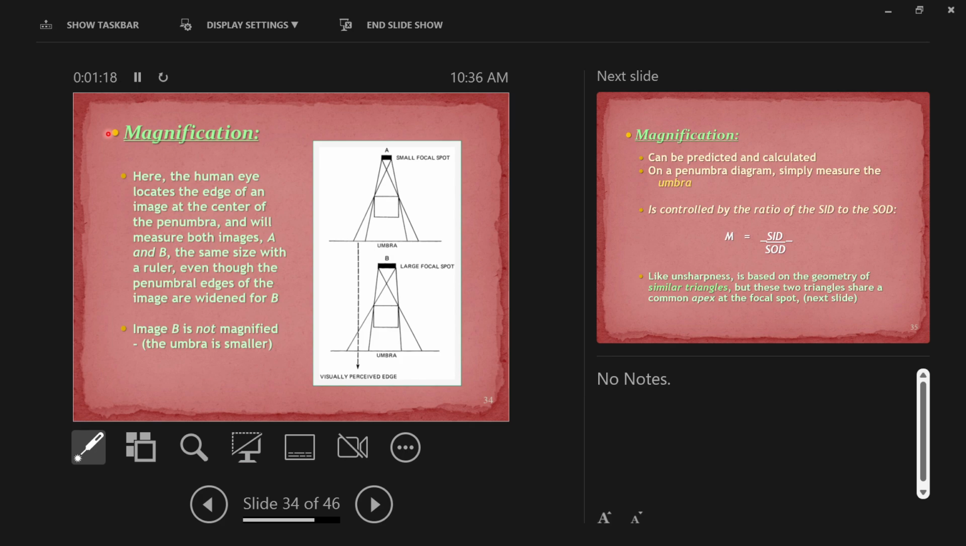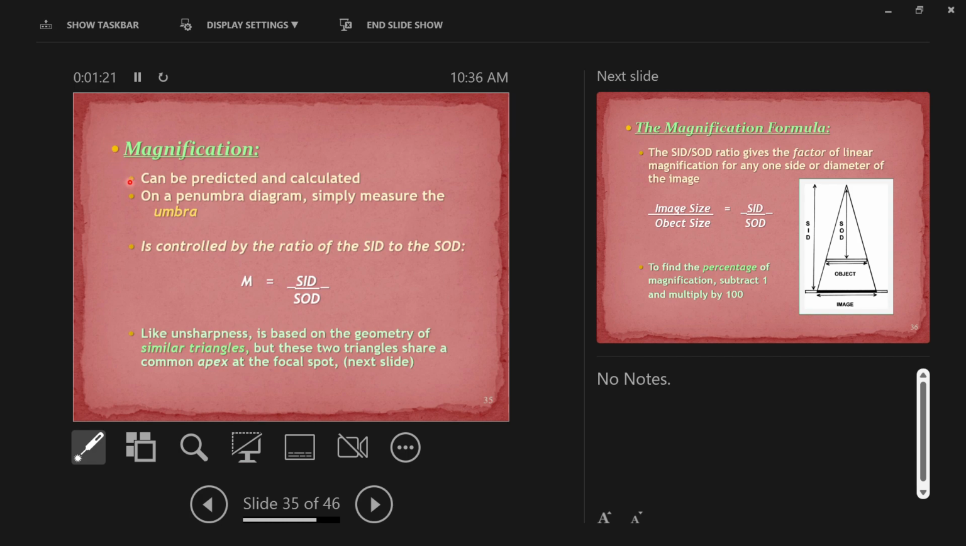So we want to know, how can we figure out how much larger something is? One key note is, no matter what your OID is, if you purport that your OID is 0, it's never 0. Even a finger has some thickness to it. So it's never exactly 0. So we can predict and calculate magnification. This will happen in one of the X-ray labs that we'll do, but we'll be able to have a formula for it now. Simply put, if you know the source to image distance and the source to object distance, you can tell me relatively how much larger the body part is that you're imaging, okay?